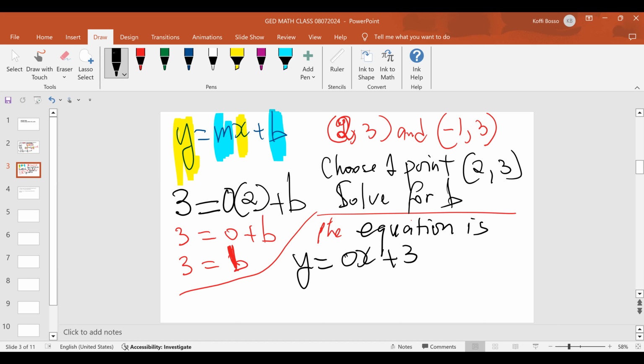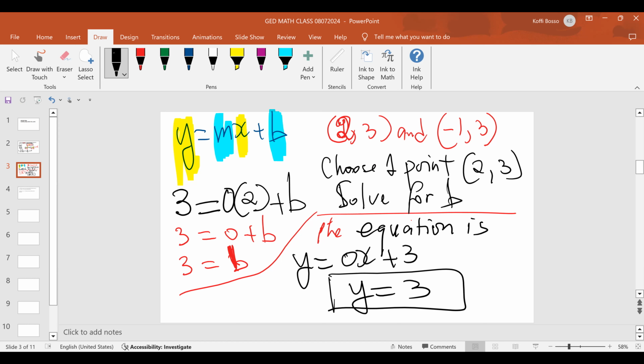But we do not leave it at 0x, because every time you see 0x it is just 0. y equals, no, not 1, but y equals 3. 0 times x is 0, so 0 plus 3 is just 3. So y equals 3. So the answer to the question is y equals 3.